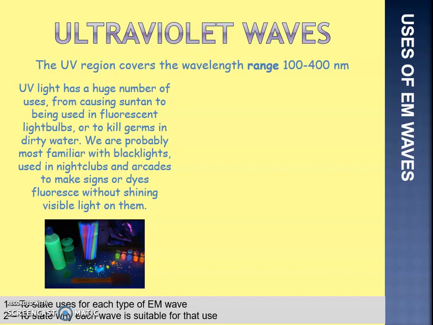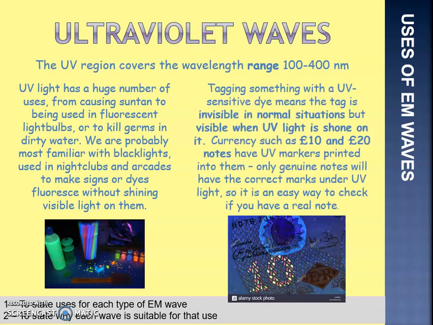You might be quite familiar with black lights that are used in nightclubs and arcades to make signs or dyes fluoresce without shining visible light on them. You may have had it where you've had a stamp on your hand when leaving somewhere, and then they shine UV light on it, and then that ink shows that the mark's there.